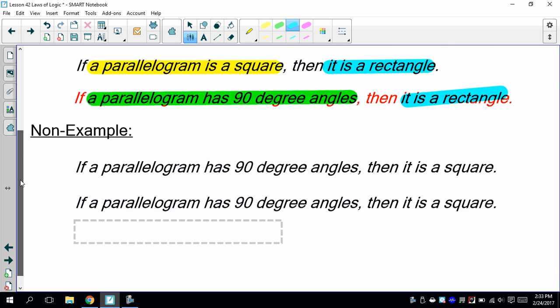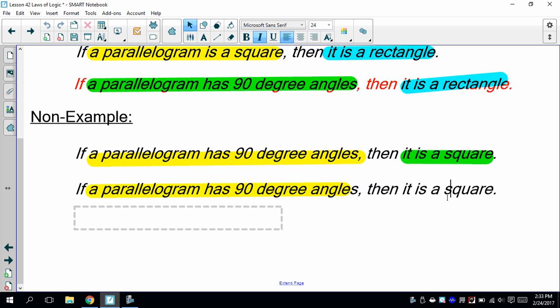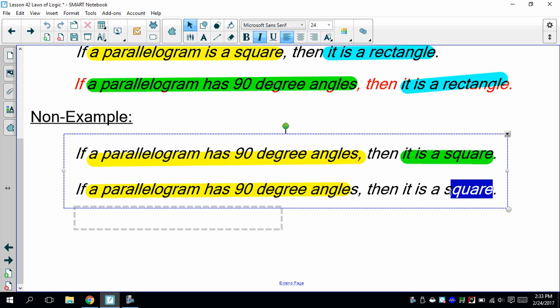I want to show you a non-example because here I have a P and a Q. And then if I go look at the beginning of the second conditional, it's the same as the beginning of the first. So P is in the same spot. So it doesn't follow the pattern that we had before. Actually, I copied the same sentence. What I meant to say was, then it is a rectangle. Sorry about that.